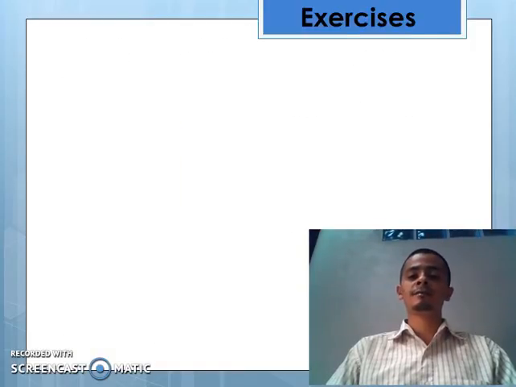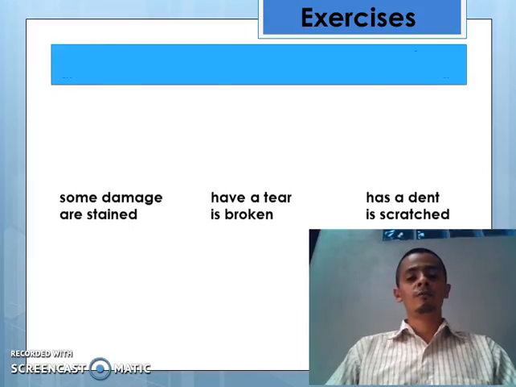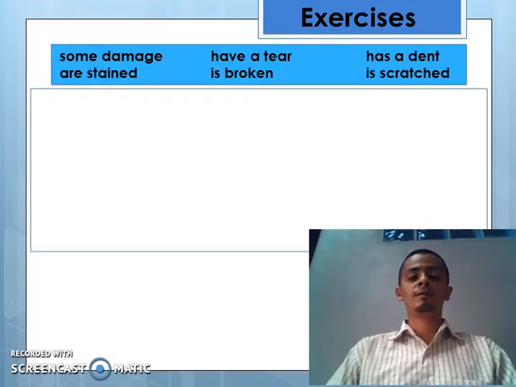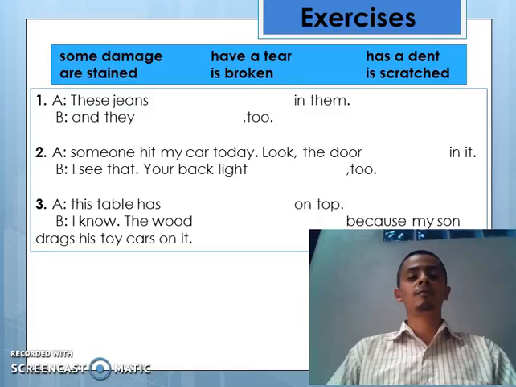I got some exercises for you. What you have to do is just complete this short conversation with the correct words from the box. So I'm going to give you a couple of minutes and then we are going to check the correct answers.